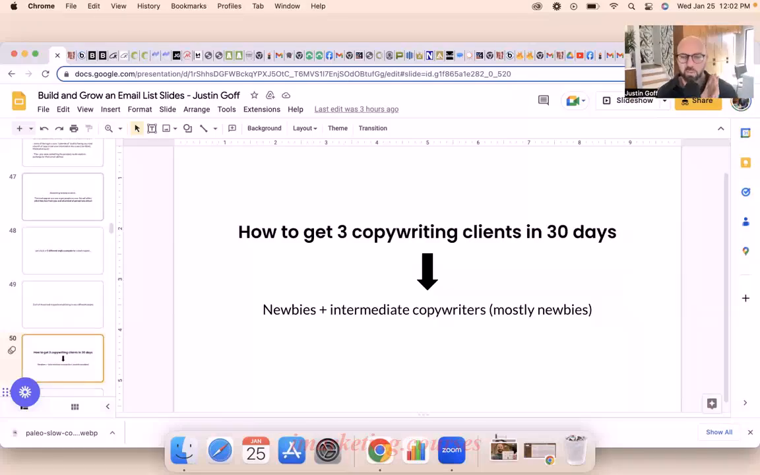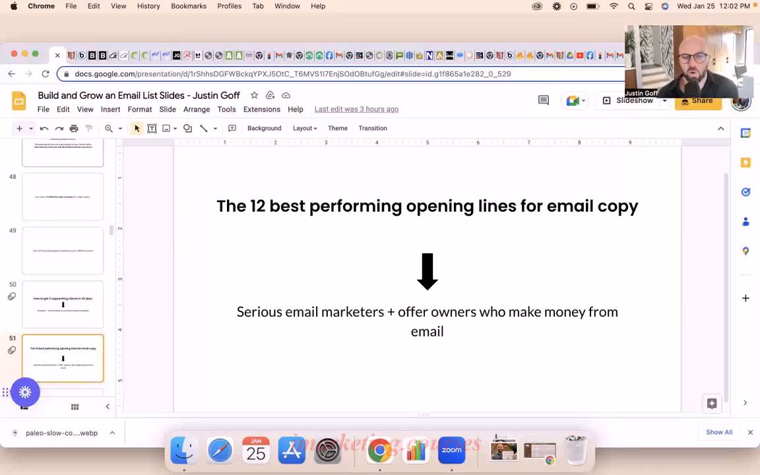So looking at, let's say, the copywriting niche, because everybody on this call will understand this. How to get 3 copywriting clients in 30 days. This is going to attract newbies and intermediate copywriters, mostly newbies. The 12 best performing opening lines for email copy. In my opinion, this would probably attract serious email marketers. It would attract people who have their own offers and make money from email. So you get a much higher quality buyer or a higher quality lead with this type of lead magnet.